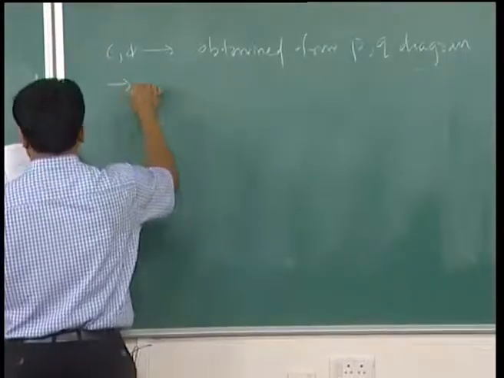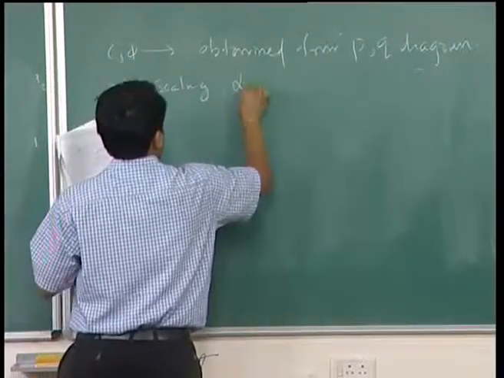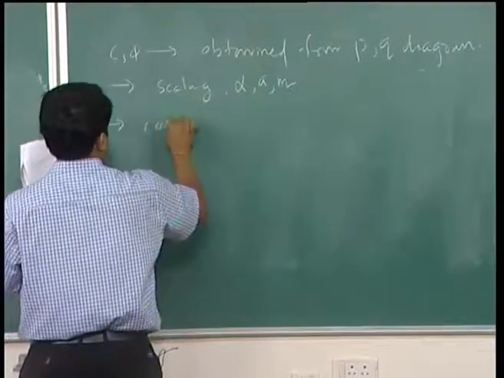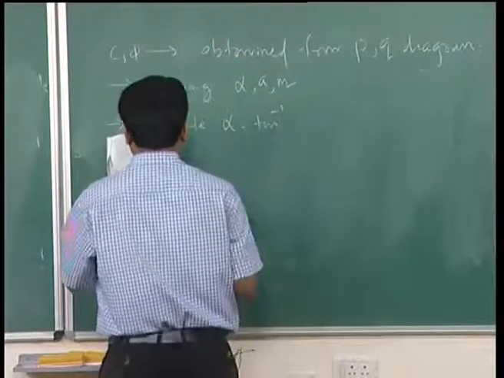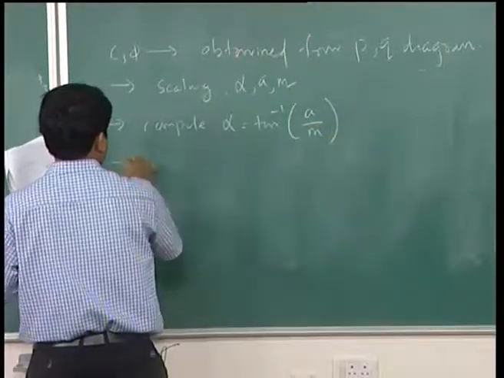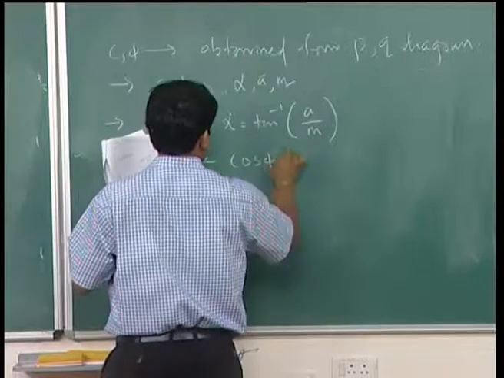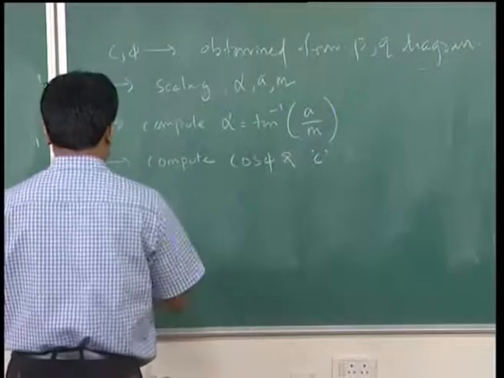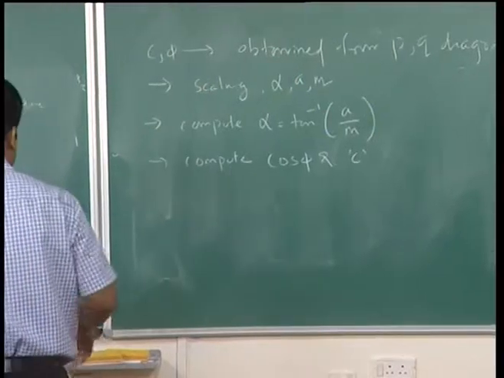So that means the steps: scale alpha, A and M, then compute alpha is equal to tan inverse A by M, then compute cos phi and C. We will do this with a solved example right now.